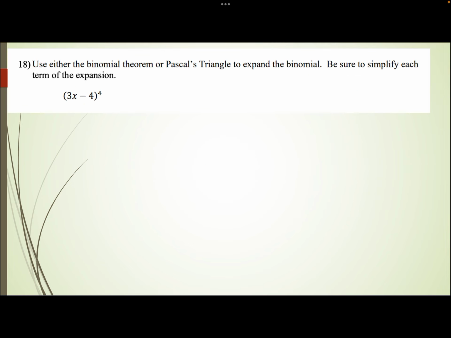Okay? Now this one is expanding using Pascal's or binomial theorem. Binomial theorem just means using your calculator to get the numbers. But this is small, so I'm just going to use my Pascal's triangle and write the Pascal's triangle. And then I take 3x. Please put parentheses around it or you will get the wrong answers. This is a really common mistake. If you put parentheses around it, you won't have to worry about it.